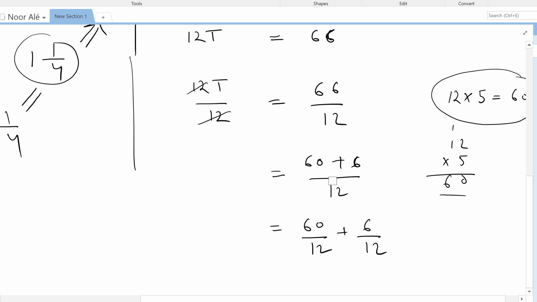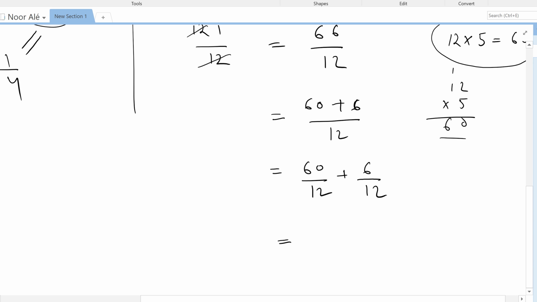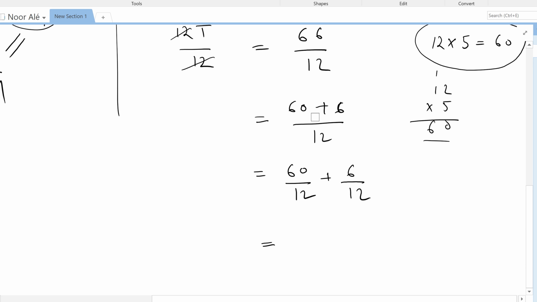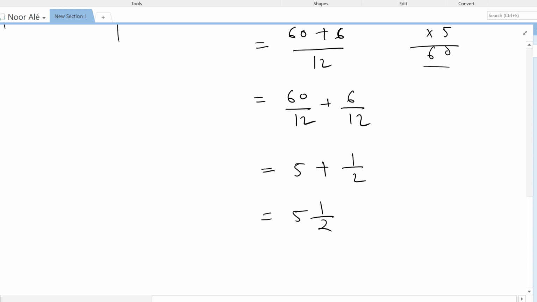So that equals to that, and this equals to this. Now 60 out of 12 means, we already know that 60 divided by 12 is going to be 5, because 12 times 5 is 60, right? That's why we break it down in this form. Now we got 5 there, and 6 out of 12 is 1 out of 2. So basically we got a mixed number, 5 and a half, or you can call it 5.5, because half means 0.5. So the t is 5.5.